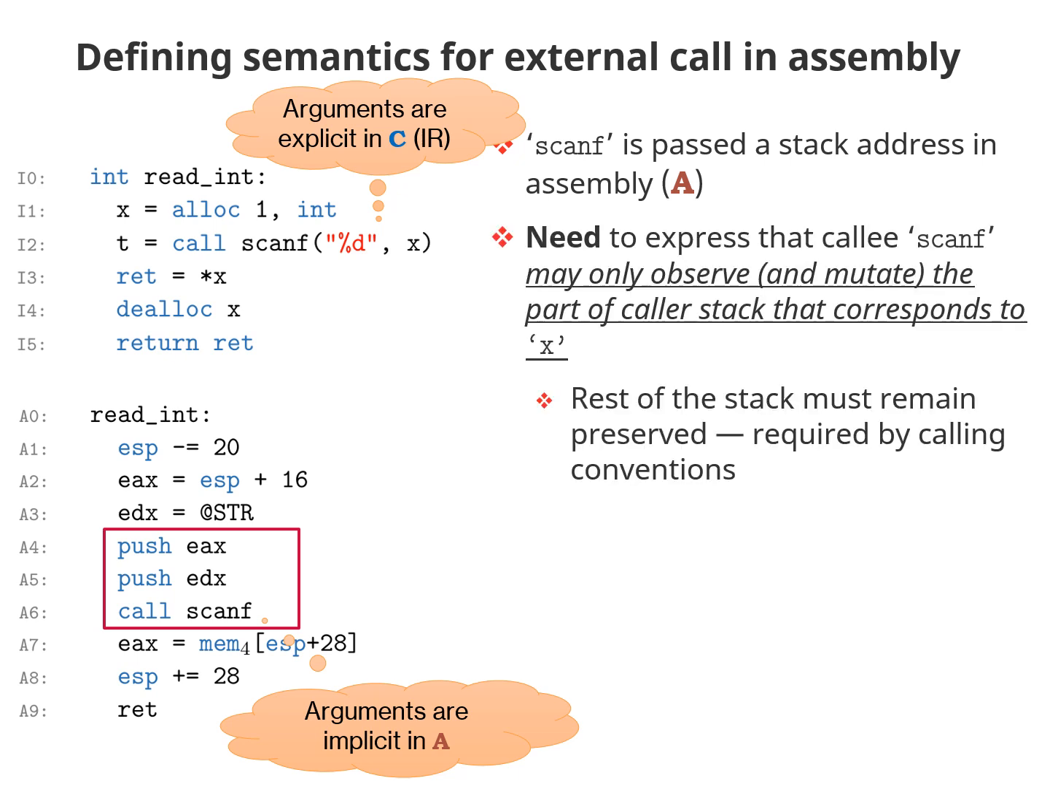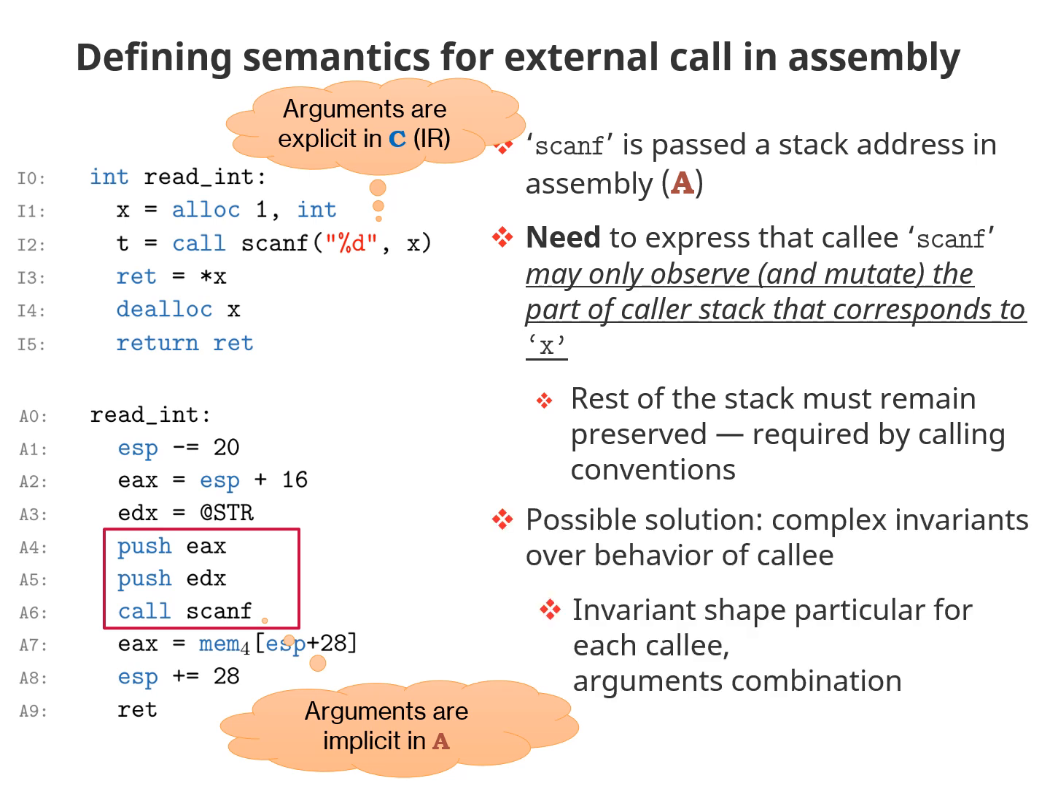As an external call usage, scanf may potentially observe or mutate the part of memory accessible to it. We want to encode that it can only access the part of stack that corresponds to X and not the entire call stack of Radiant. This is a calling convention requirement that must be ensured by the assembly procedure.